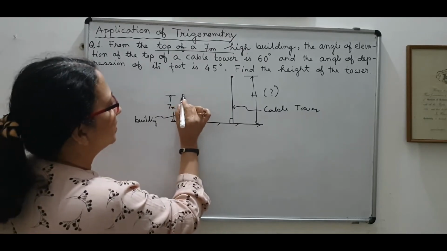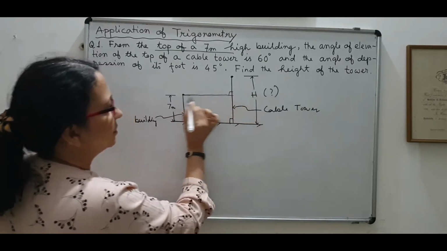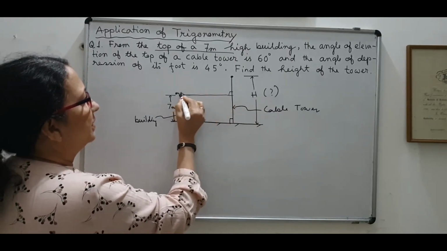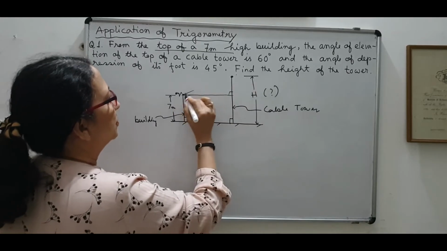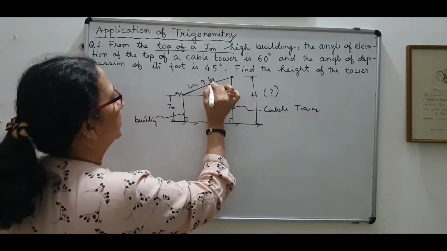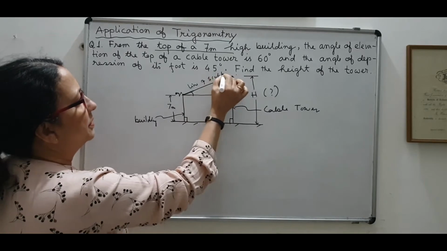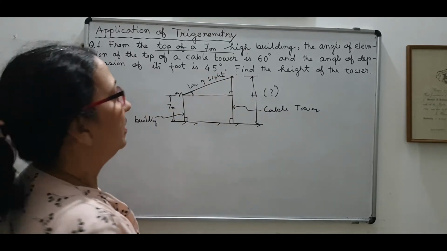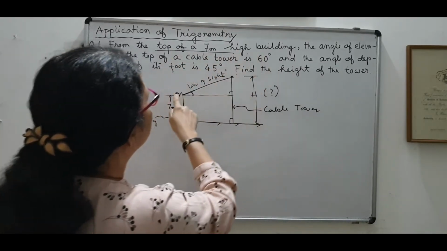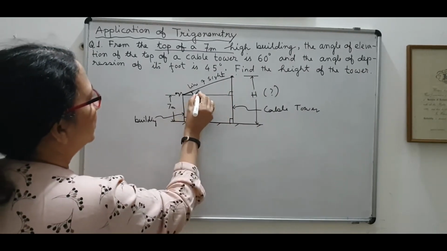So I have to draw a horizontal line through the eye of the observer. Okay. So this is horizontal. And then the line of sight: this is your eye and this is the object. So this is your line of sight. And this is the horizontal line, so obviously this will be the angle of elevation. And according to the question, it is 60 degrees.